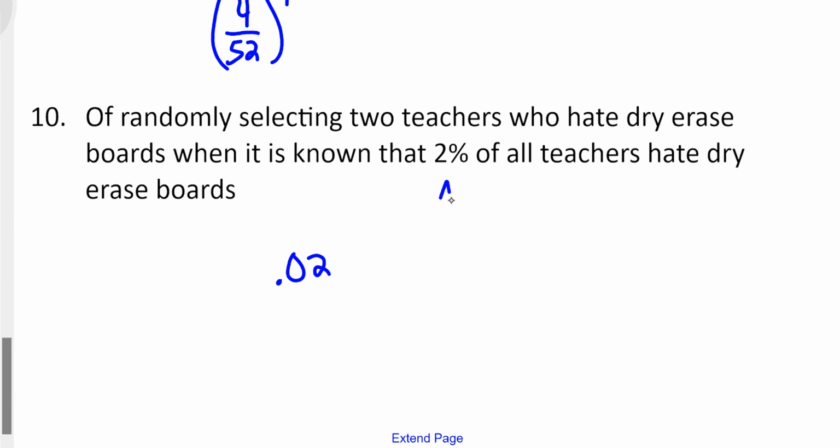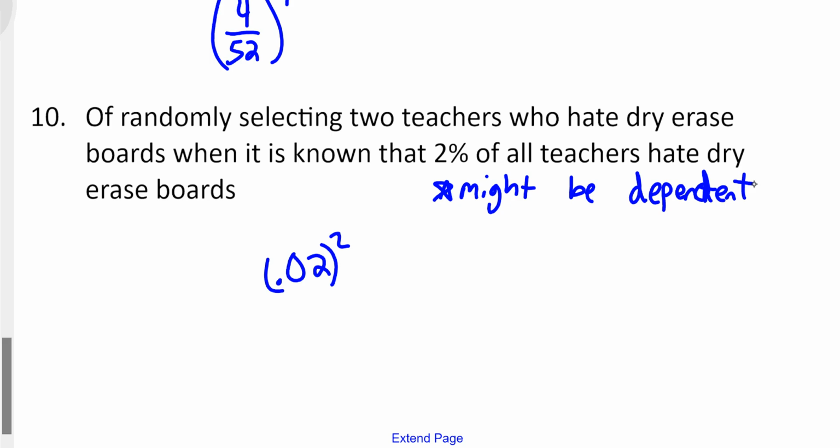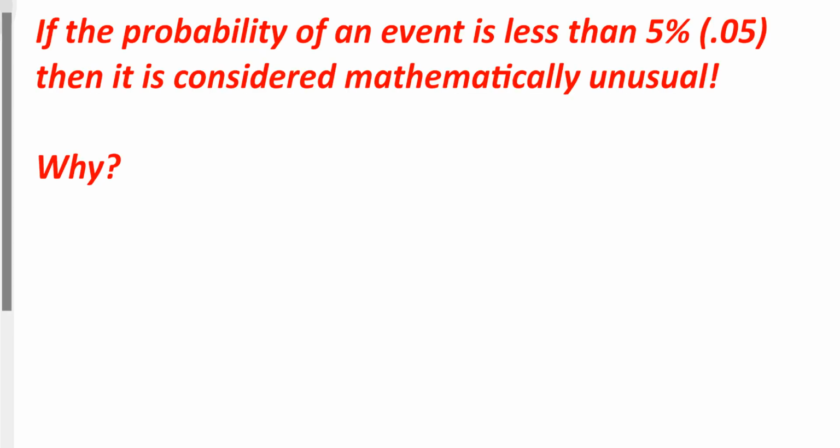So this is worth thinking about. Might be dependent. If you can have the same person twice, then it's fine. Then you can just do it to the second power. Might be dependent, which would then affect that. So looking at whether one affects the other or not is big when it comes to how you'd use that multiplication rule.